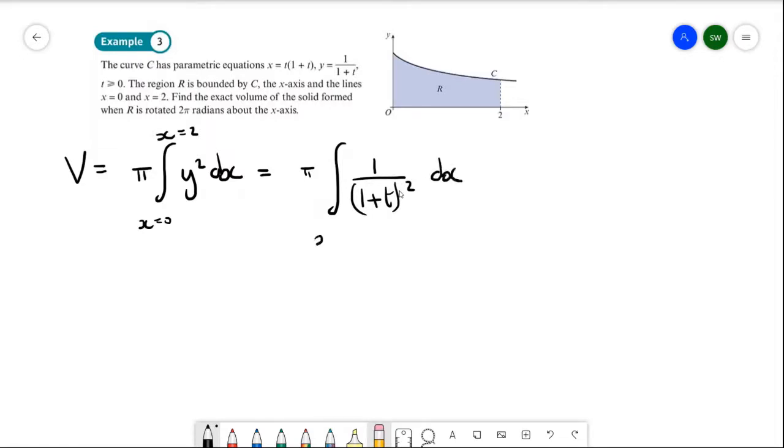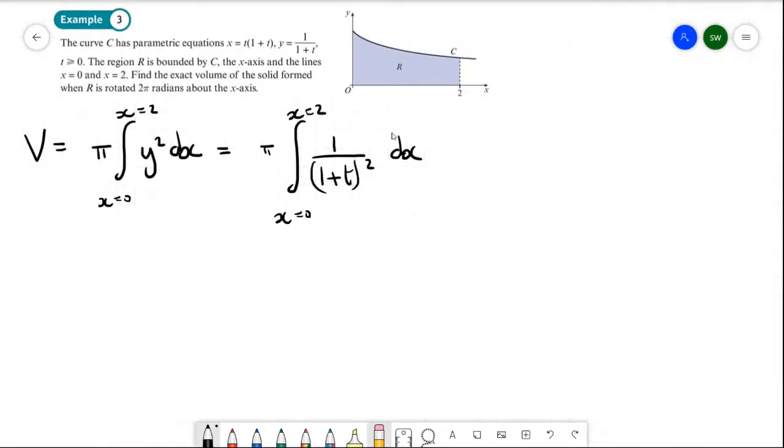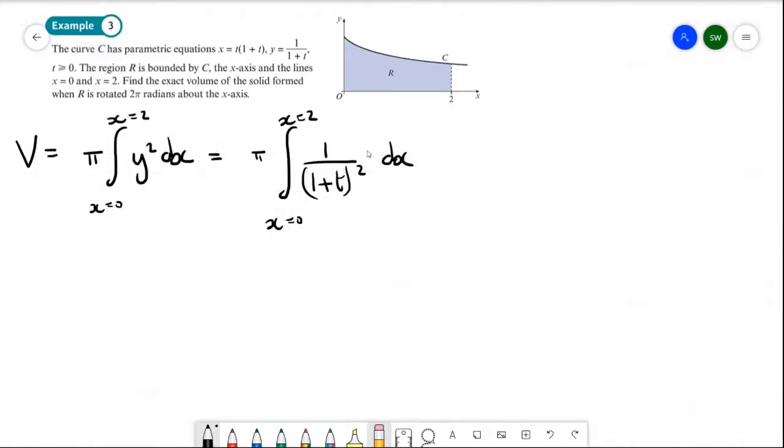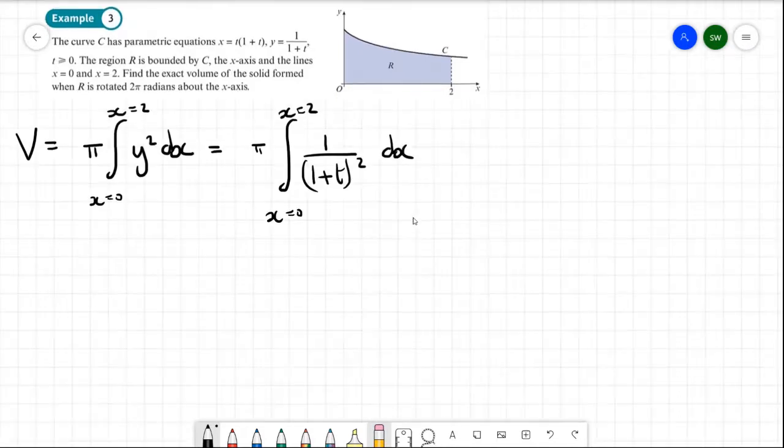dx. Now the problem with this integral at the moment is we've got a mixture of x's and t's. dx tells us that we want to integrate with respect to x, but we've got a function in terms of t. So perhaps the easiest way of doing this would be to turn it into a dt integral. So turn it into an integral where we want to integrate with respect to t. So this is exactly like if you had a substitution. We want to replace dx with dt.